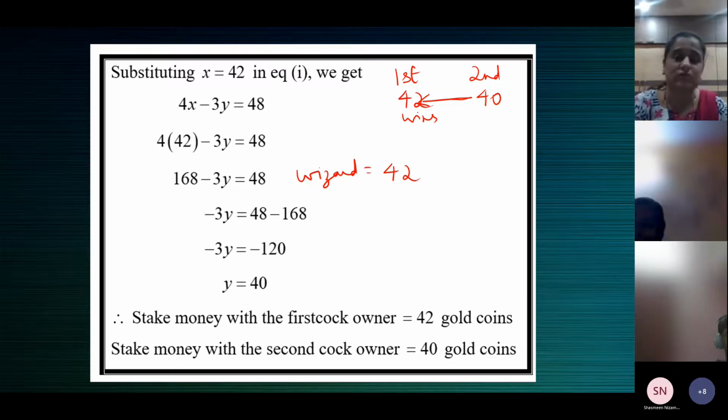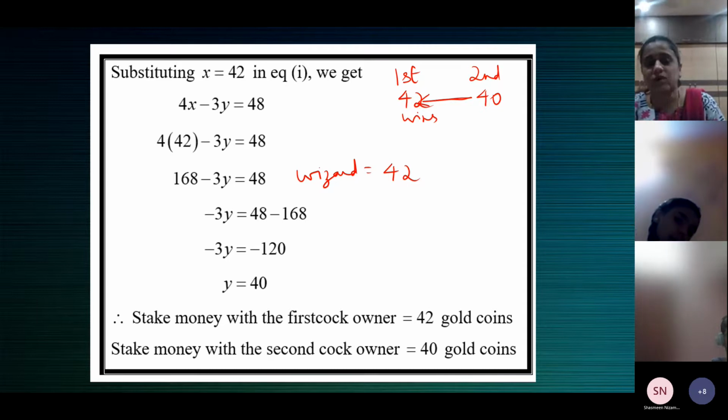Now the second one, wizard is going to pay the second one. It's a money triangle. The first one, who is the winner, gives away his stake money, 42 gold coins, to the wizard. So the first one does not have anything. He gives away all his stake money to the wizard because he won. So the wizard gets 42. But the first one will get from the loser. That's the bet they have.